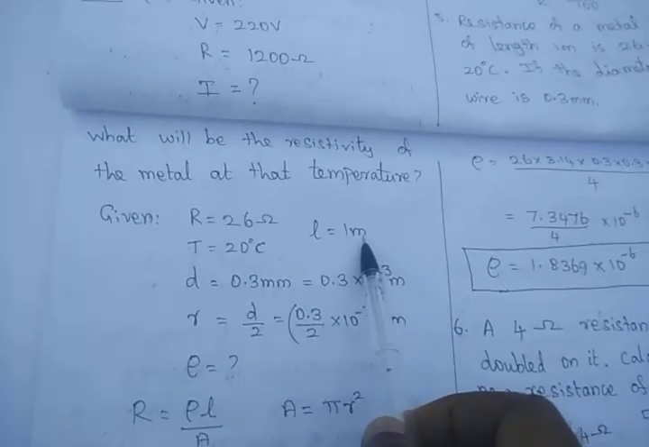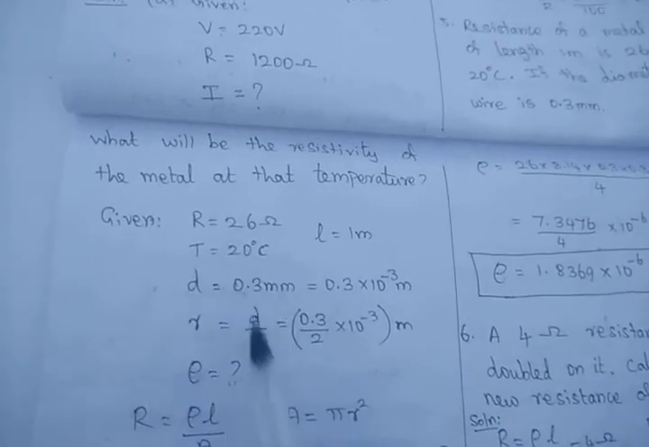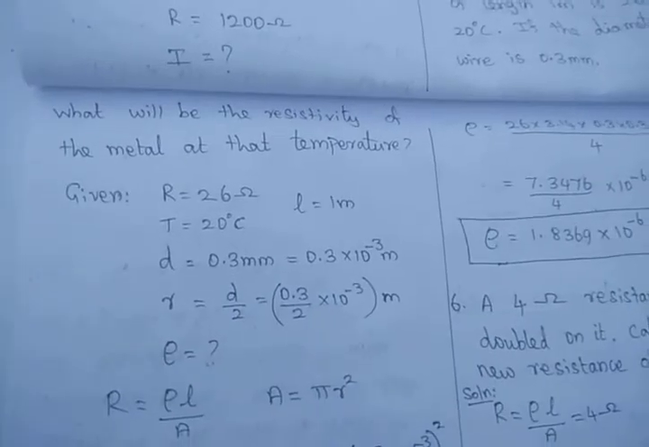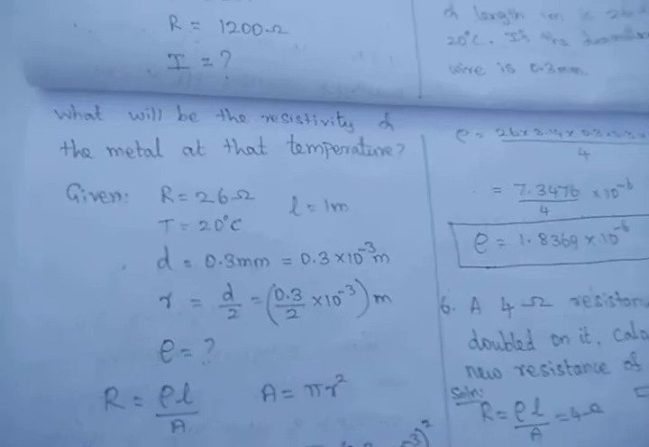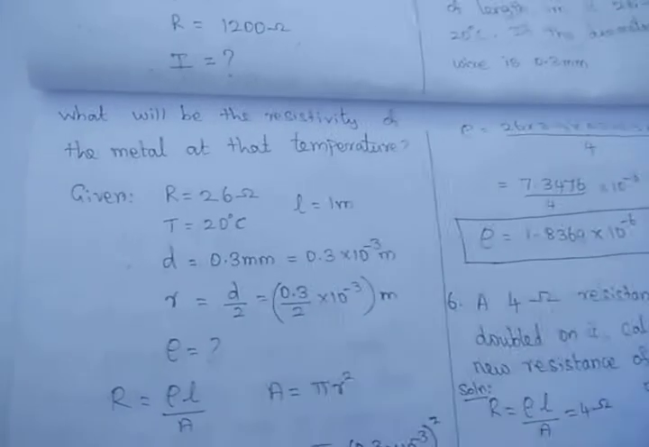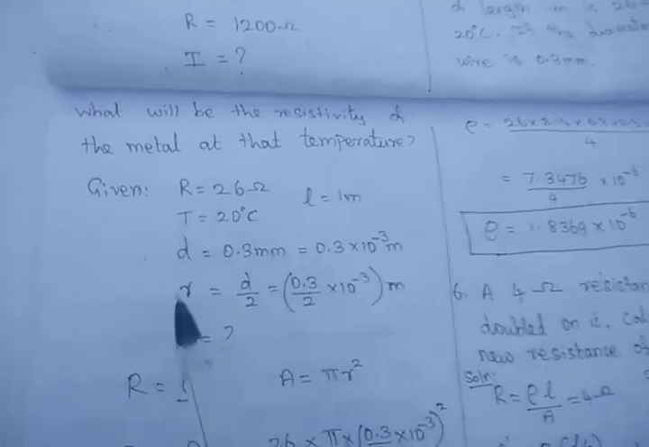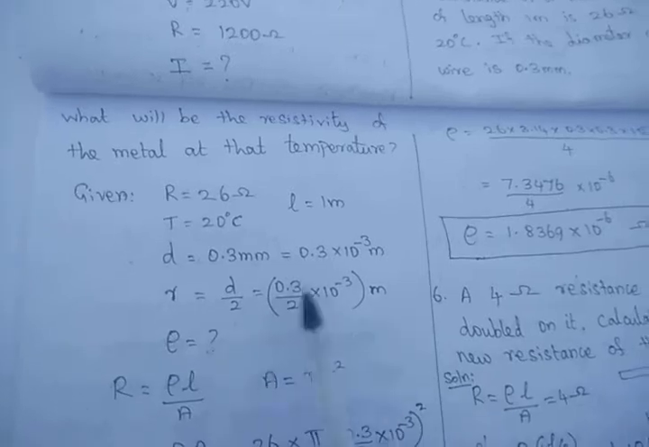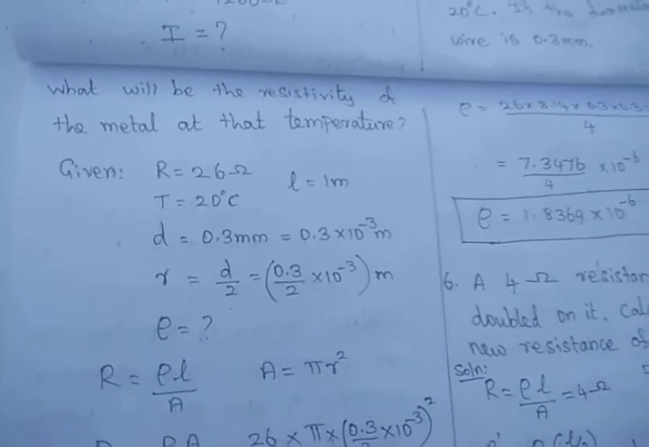The length is given in meter, the SI unit. The resistance is also in SI unit, and the temperature is also in SI unit, but the diameter is not in SI unit. You have to convert the millimeter into meter. 1 millimeter is equal to 10 power minus 3 meter, so 0.3 millimeter is equal to 0.3 into 10 power minus 3 meter. So what is the radius? Diameter by 2, half of the diameter is the radius. So we can put 0.3 by 2 into 10 power minus 3 meter.